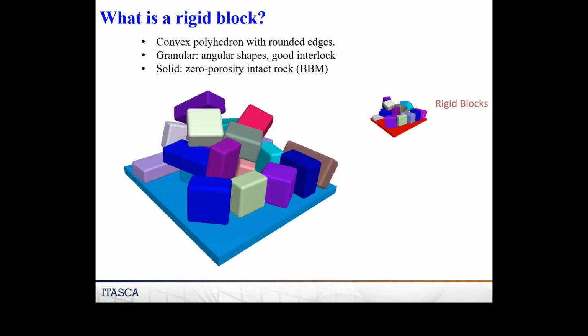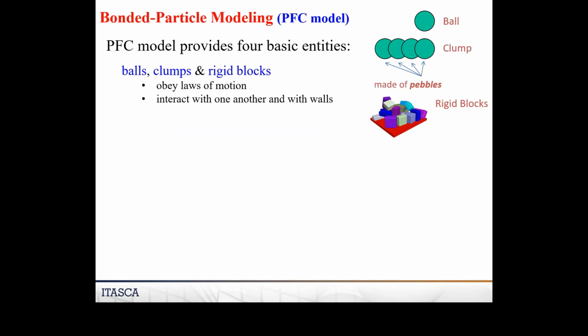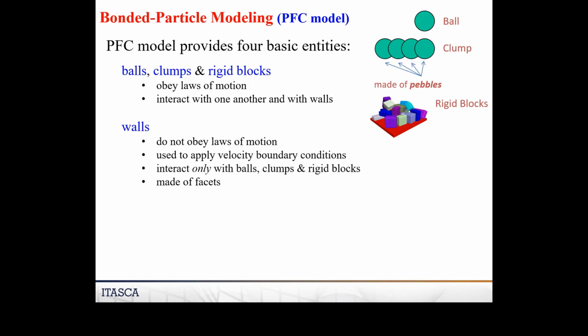We also have things that we call rigid blocks. These are convex polyhedra with rounded edges. And so we have these objects, and these are the objects that interact with each other. They obey the laws of motion. We have walls that are basically surfaces that you can move.